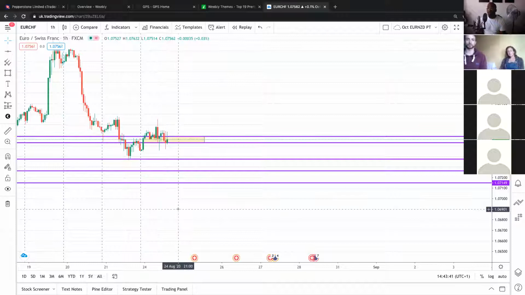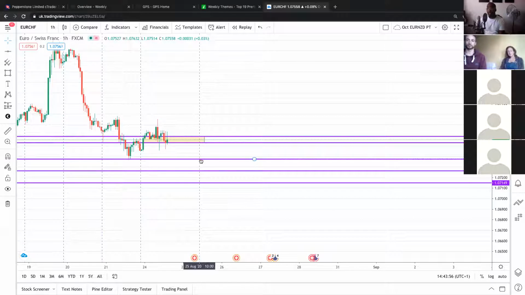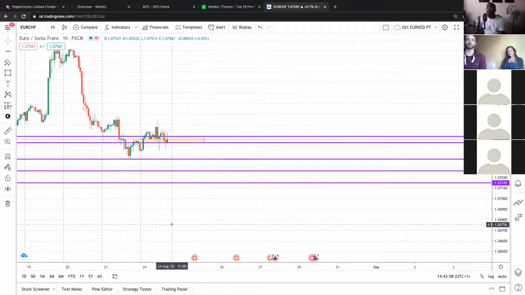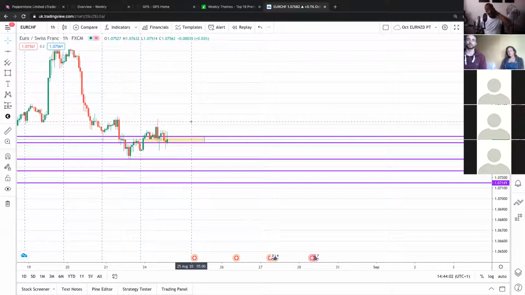But be mindful as well of patience. As yes, price has gone to that TP, doesn't necessarily mean it's going to go to TP2 straight away. So you can come out, you can wait, you can put alerts, and you can wait for price to do a little retest of this and then come down again. It all depends. So that's the Euro Swiss franc.